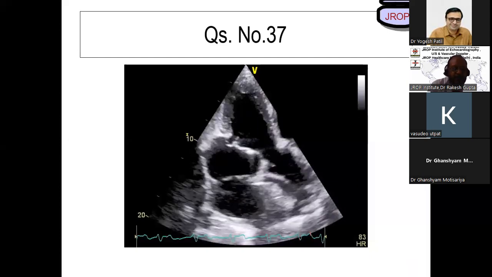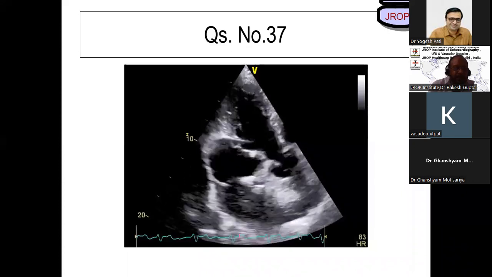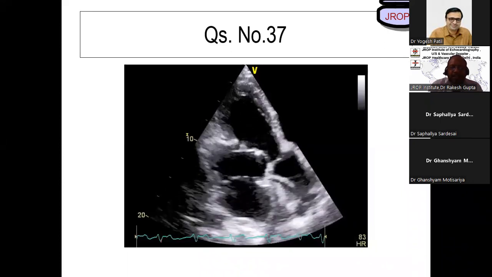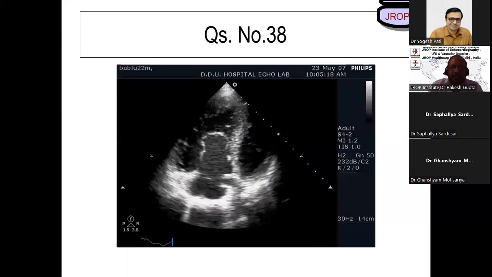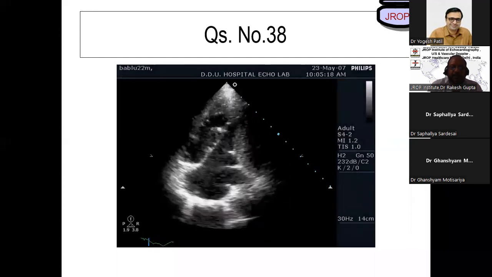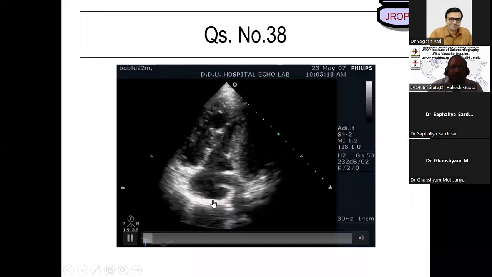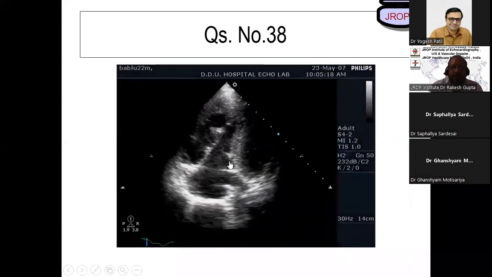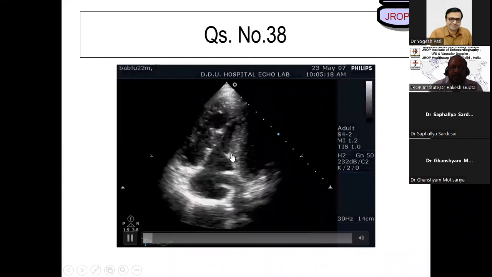Okay, let's take the next one. Safela, are you there? Yes, sir. Try the next question. Very simple, Safela, a one line answer. You have seen this question before. Epstein's anomaly. Great. Look, the tricuspid septal leaflet is plastered to the interventricular septum. Can you see this? This is all tricuspid valve.